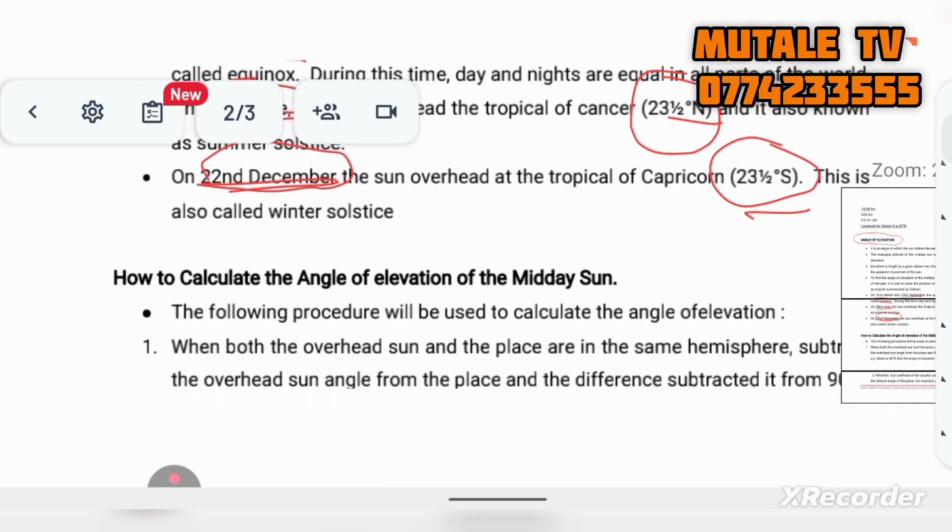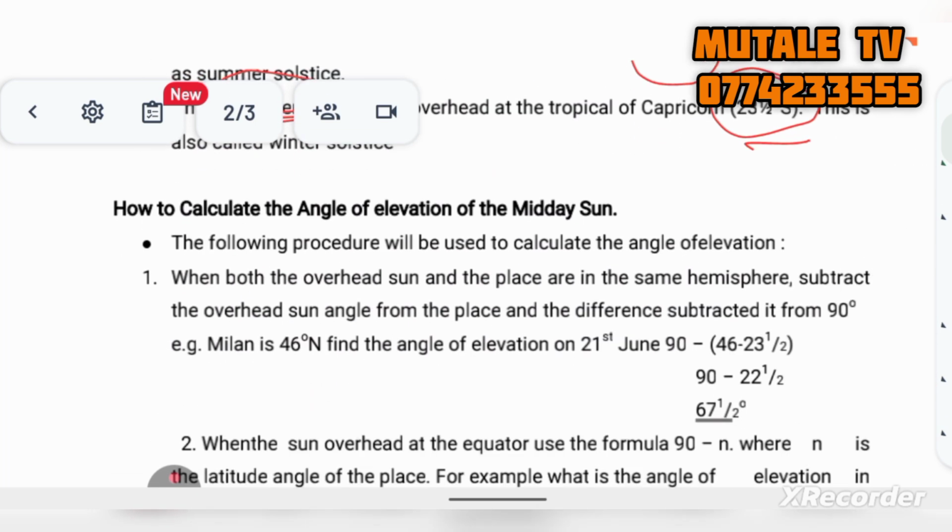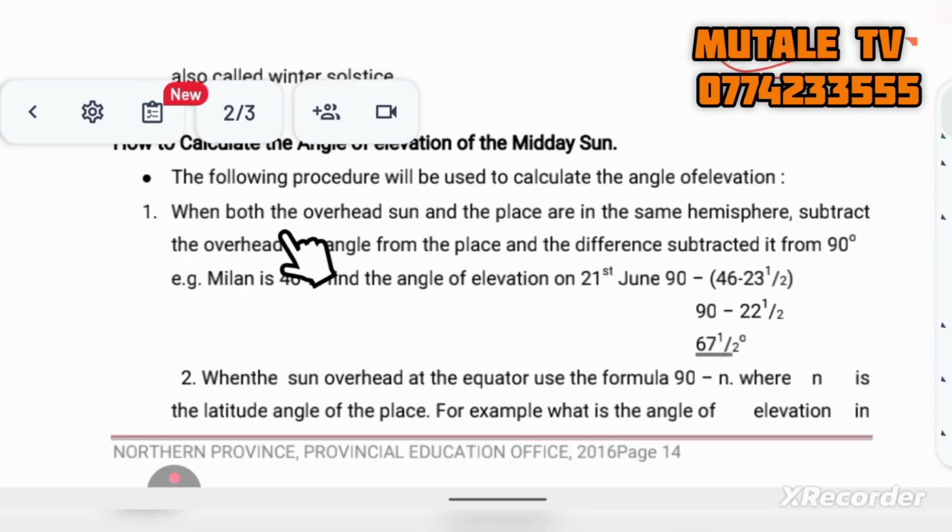Alright, so now let's look at how to calculate the angle of elevation of the midday sun. Number one, the following positions will be used to calculate the angle of elevation. When both the overhead sun and the place are in the same hemisphere, subtract the overhead sun angle from the place and the difference is subtracted from 90 degrees. For example, we have Milani at 46 degrees north. Find the angle of elevation on the 23rd June.